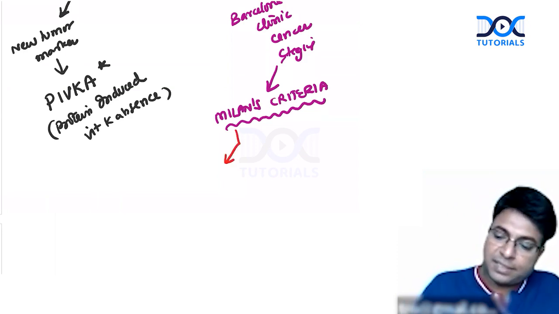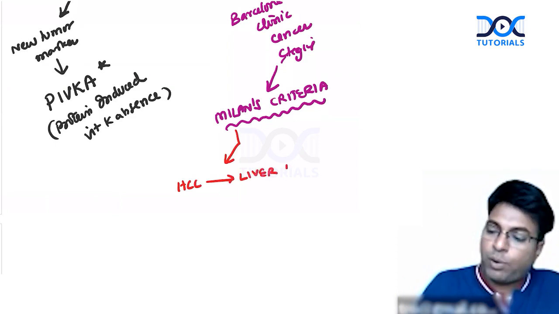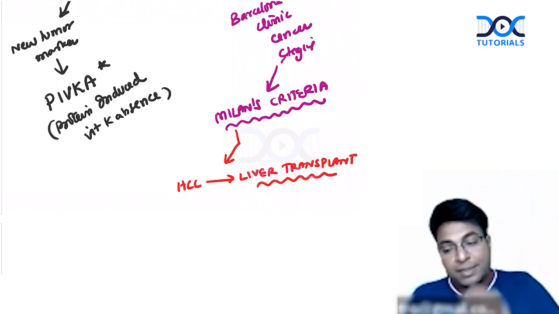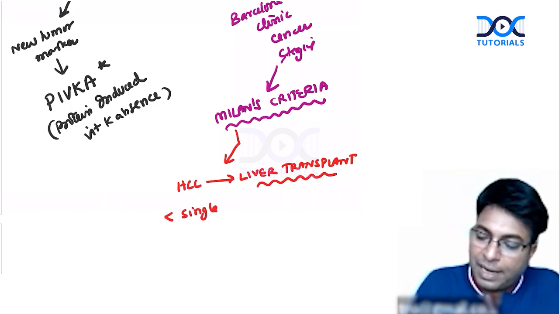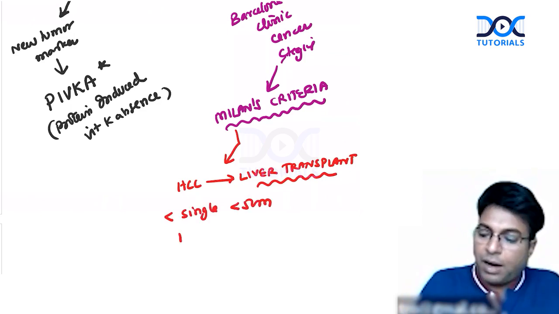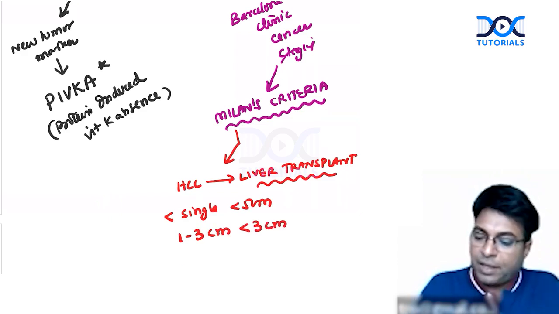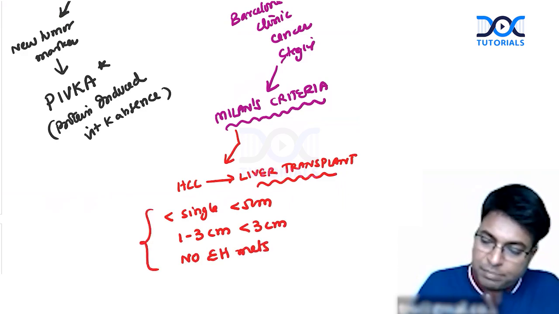Milan's criteria says, HCC, we can do liver transplant. You can wonder, how can we do a transplant for a cancer case? Yes, we can do a transplant for cancer cases when the tumor is a single tumor less than 5 centimeter, or 1 to 3 tumors all less than 3 centimeter, with no extrahepatic mets. This is known as Milan criteria.